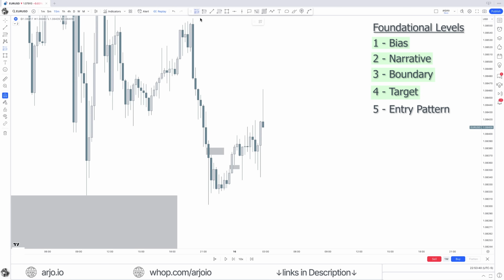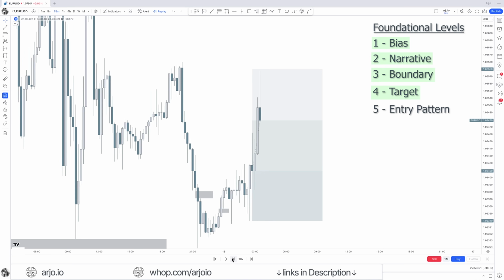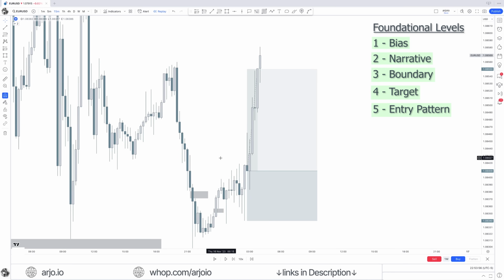Where on the 15-minute, we're just doing the exact same right there. Targeting a nice 1 to 2 overall. Perfect. And then eventually we deliver there. But there's one last boundary as well.